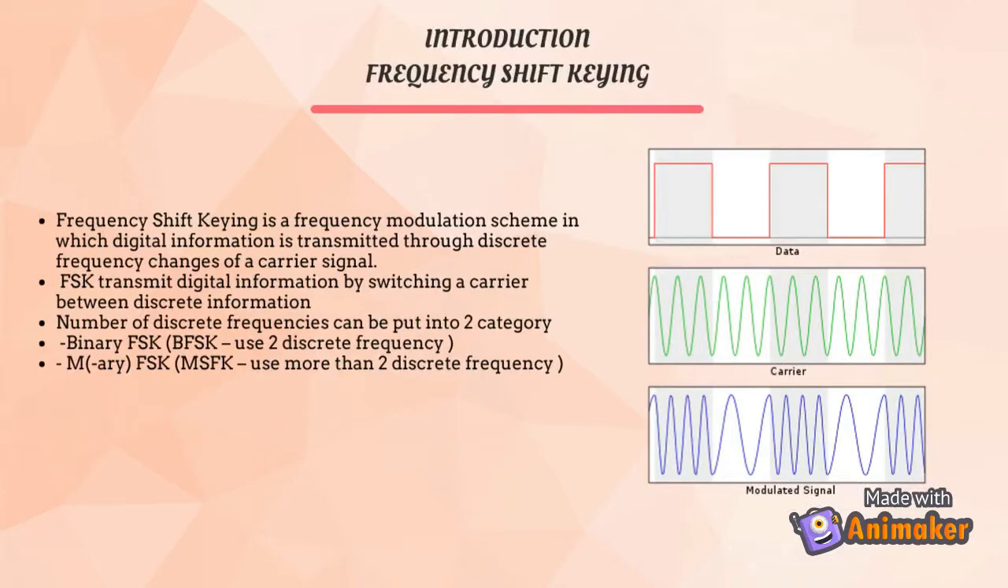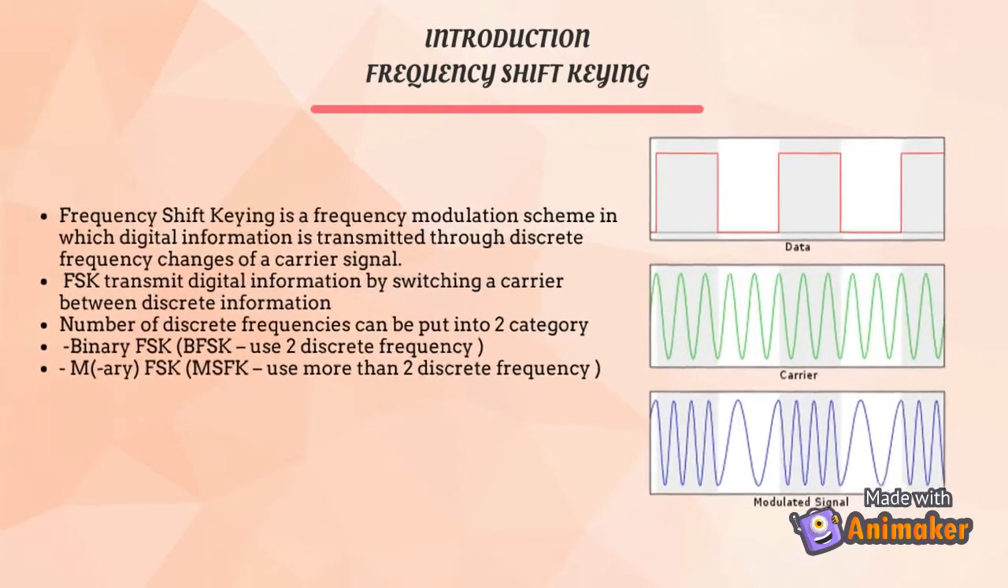Frequency shift keying is a frequency modulation scheme in which digital information is transmitted through discrete frequency changes of a carrier signal. FSK transmits digital information by switching a carrier between discrete frequencies. The number of discrete frequencies can be put into two categories: binary FSK, which uses two discrete frequencies, and M-ary FSK, which uses more than two discrete frequencies.